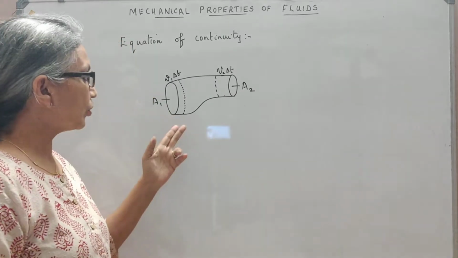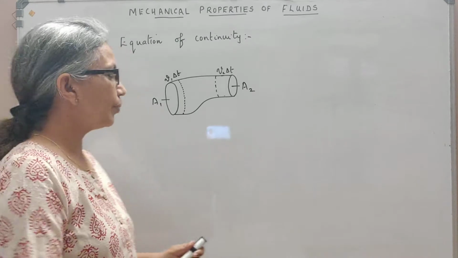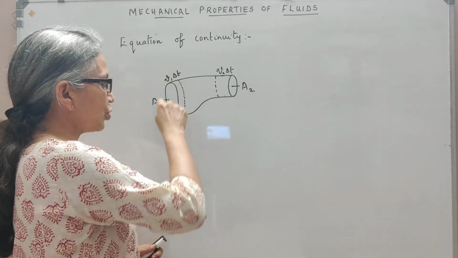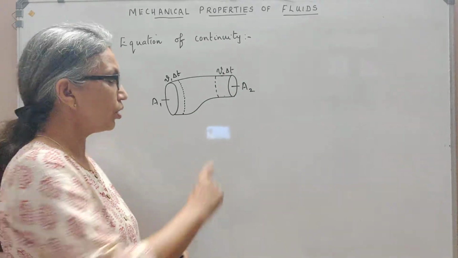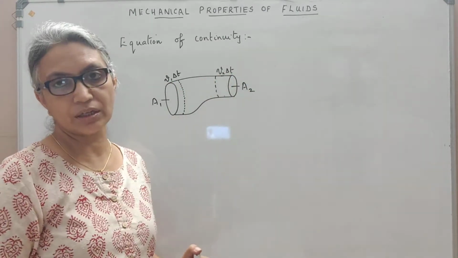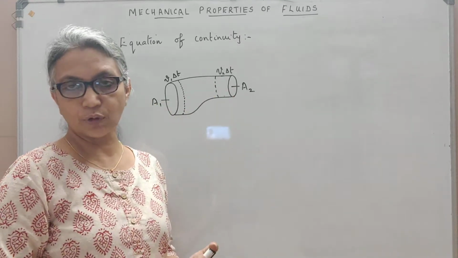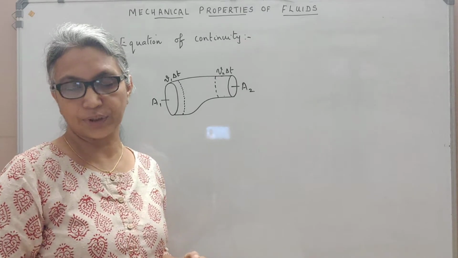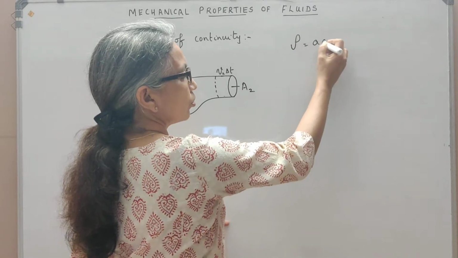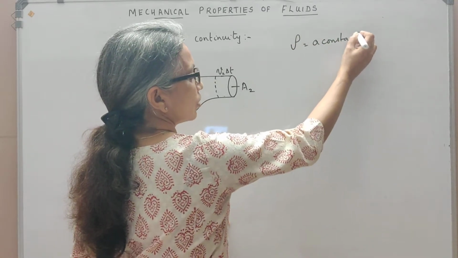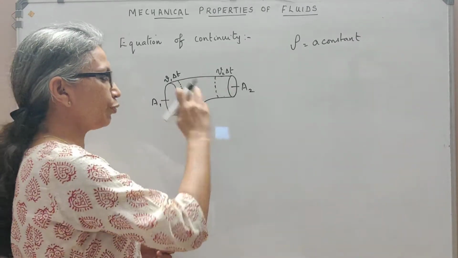Okay. So what I've drawn here is a pipe of non-uniform area of cross-section, because you see here the area of cross-section is larger, A1, and at the other end we have a smaller area of cross-section, A2. So in this pipe we have a fluid which is in steady flow and it is an incompressible fluid. Incompressible fluid means the density is a constant. So throughout we take the density to be a constant, and that is what you mean by incompressible fluid, and the fluid is in steady flow.